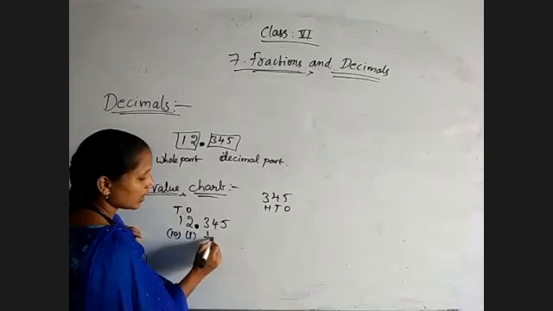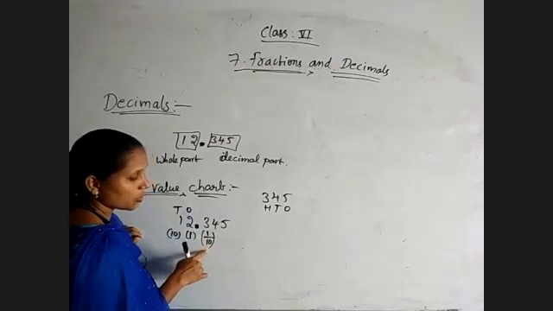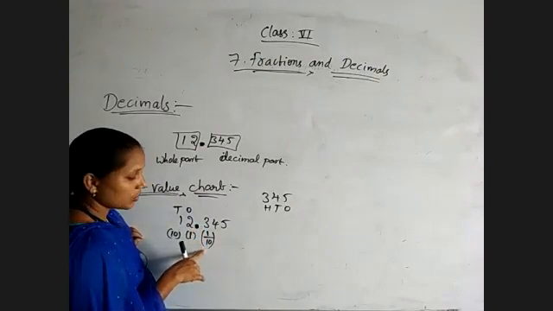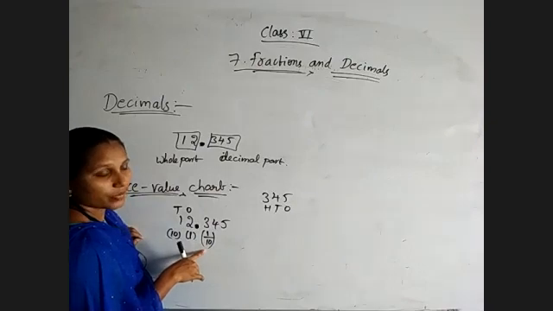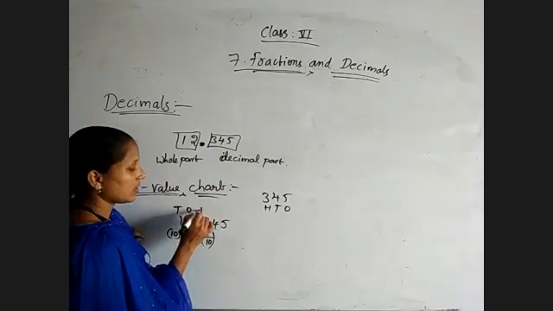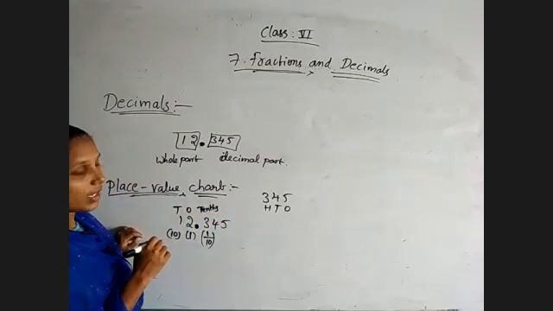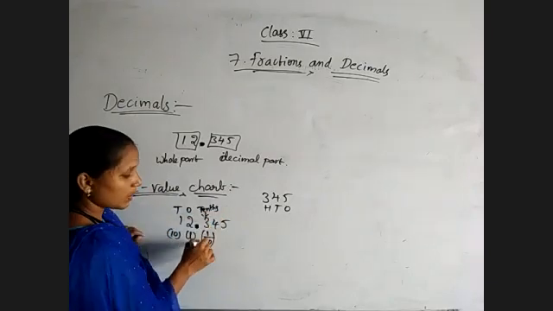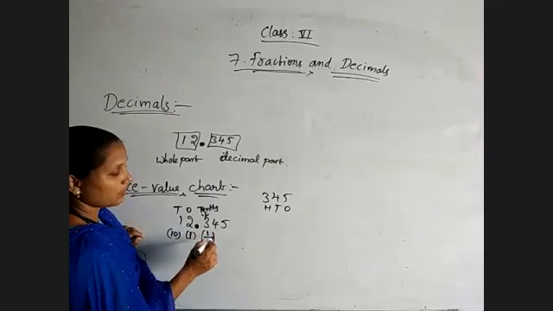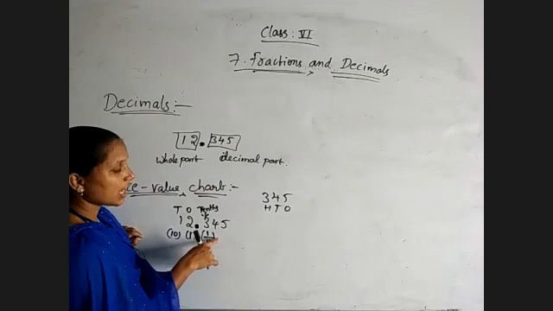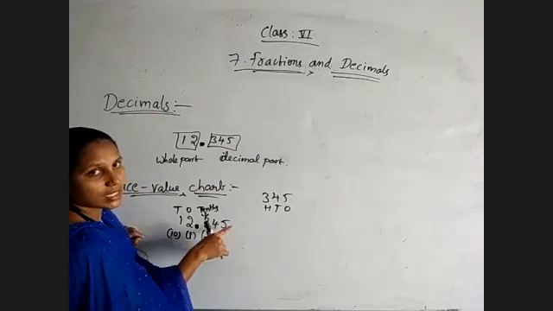After the point, that place value is reduced by 10 times. That is 1 by 10. 3 is in 1 by 10. It is read as 3 tenths. Tenths. Tenths is 1 by 10. Hundredths. 4 is in the hundredths place. Here, the ones place we will not get. Tens, hundreds, thousands, like that we will get.